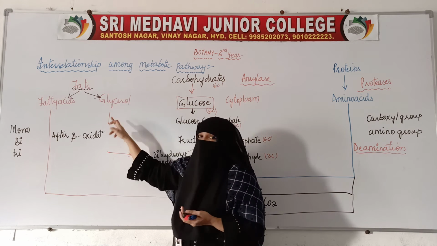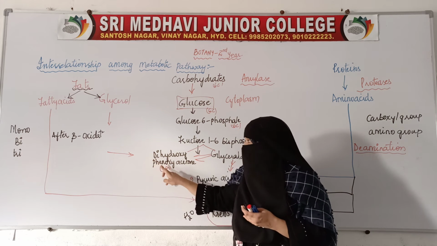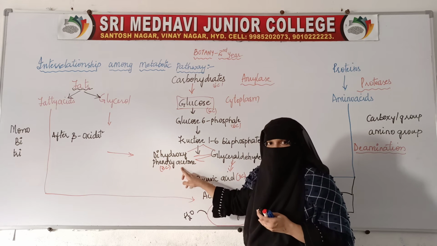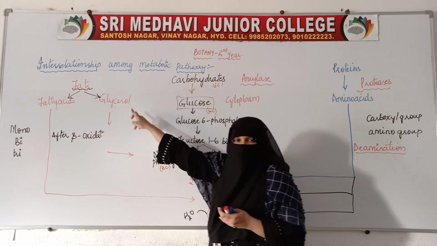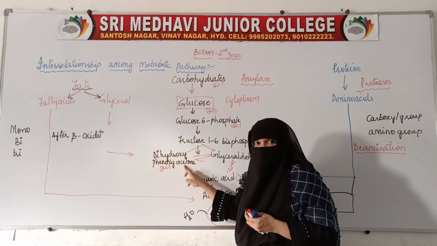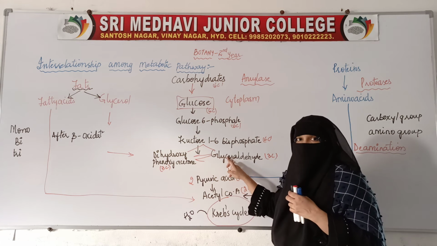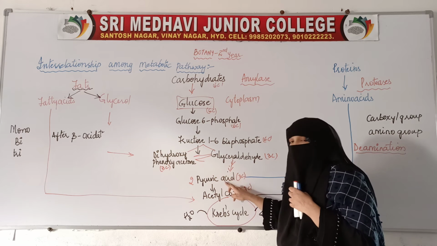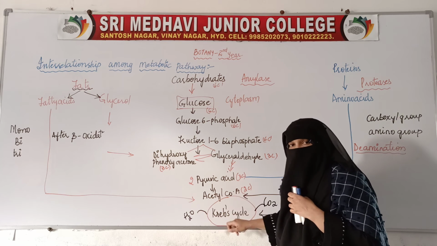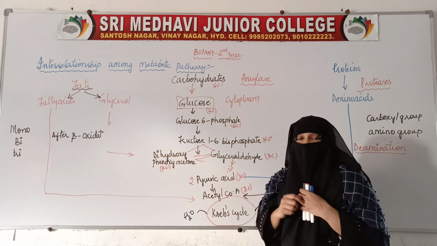This glycerol will undergo a series of reactions and change into dihydroxyacetone phosphate. This dihydroxyacetone phosphate changes into glyceraldehyde. Then this glyceraldehyde changes into pyruvic acid. Then it forms acetyl coenzyme A. Then it will enter into the Krebs cycle and produce carbon dioxide and water.